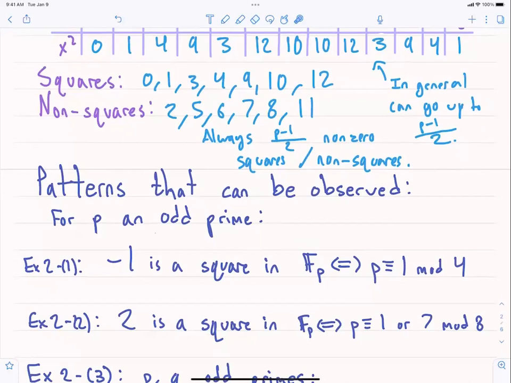Not too many people got all the way through this, but if you look back at your computations, you'll notice that this is true exactly when p is congruent to 1 or 7 modulo 8. So if p is 3 or 5 modulo 8, this won't be true.